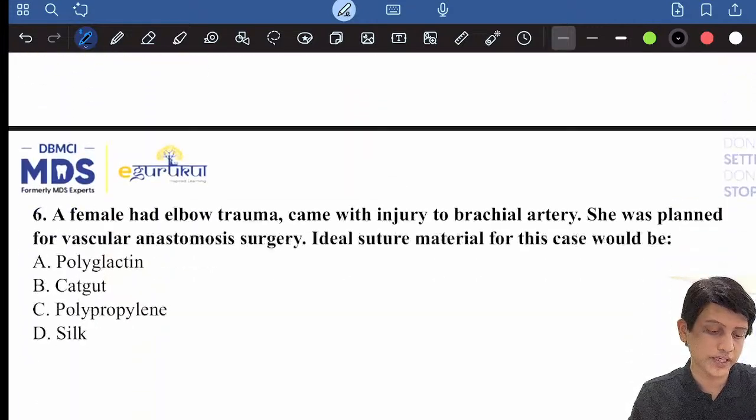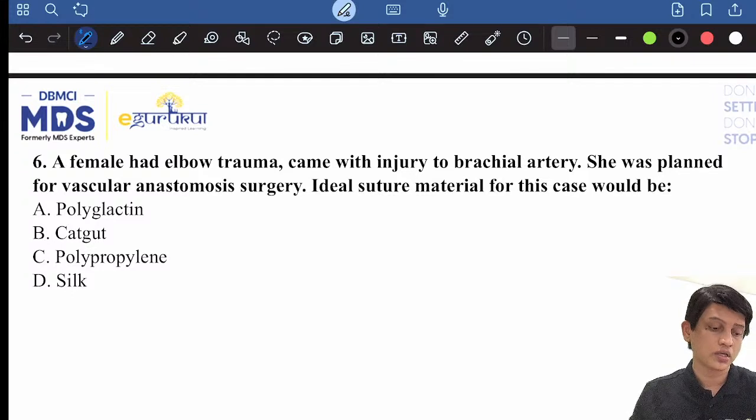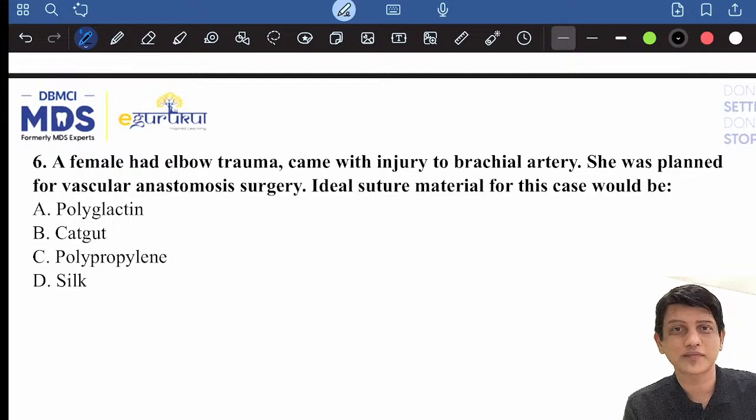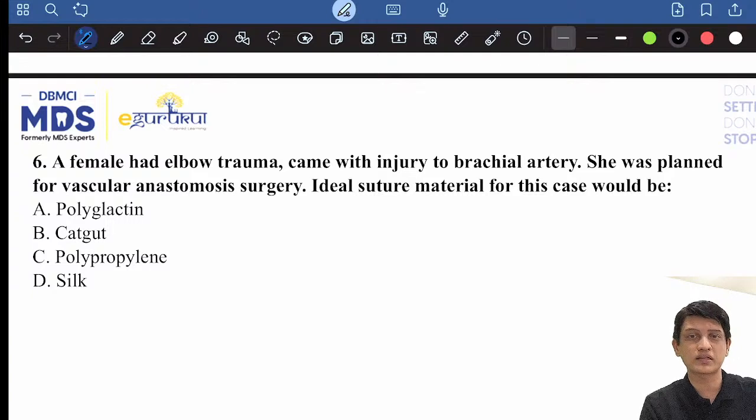Okay, next, 2023 questions. A female had elbow trauma and came with an injury to the brachial artery. She was planned for vascular anastomosis surgery. The ideal suture material for this case would be, we have already discussed all the suture materials. Now please select any one best suture for vascular anastomosis.